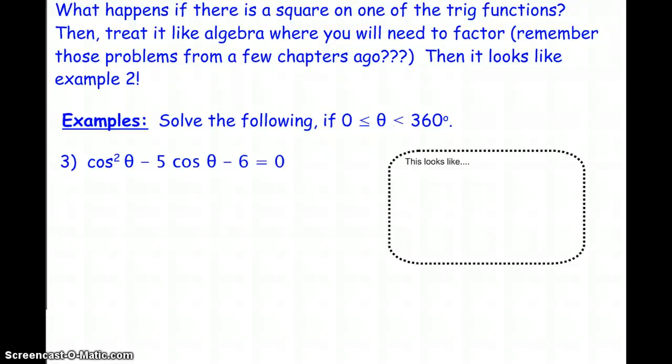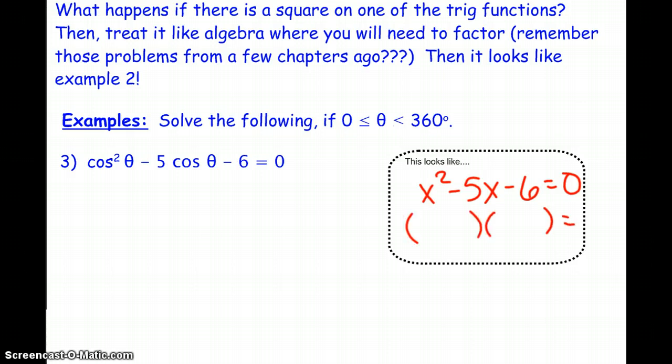My little this looks like box is going to help us in translating these to algebra. So I want you to think about this equation as not a cosine squared, but an x squared. Not a minus 5 cosine, but a minus 5x. And a minus 6 equals 0. Just go ahead and factor that. Regular x squared minus 5x minus 6 equation, that's going to break down into two binomials. It's going to have an x and an x. What multiplies to negative 6 adds to negative 5, negative 6, and a positive 1.